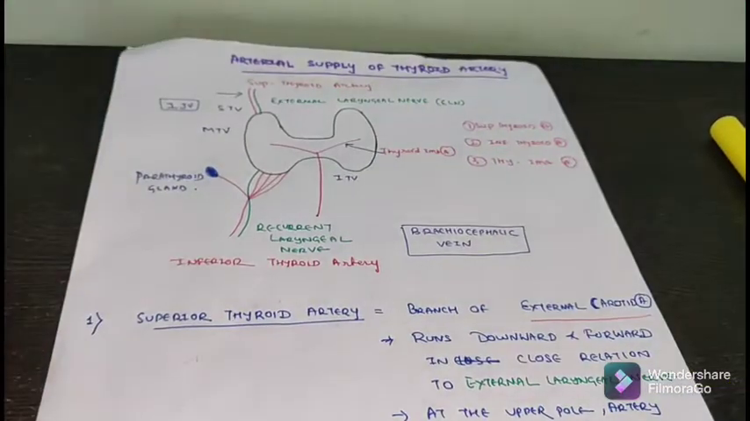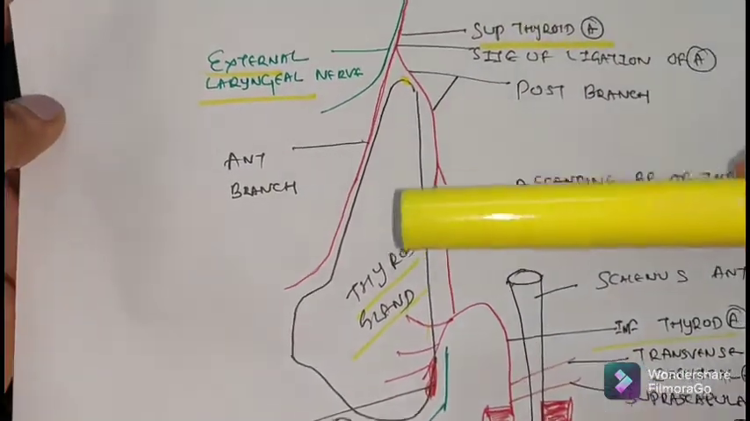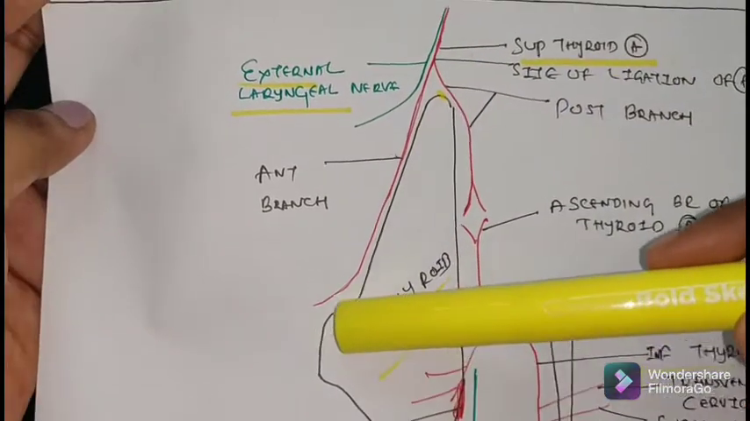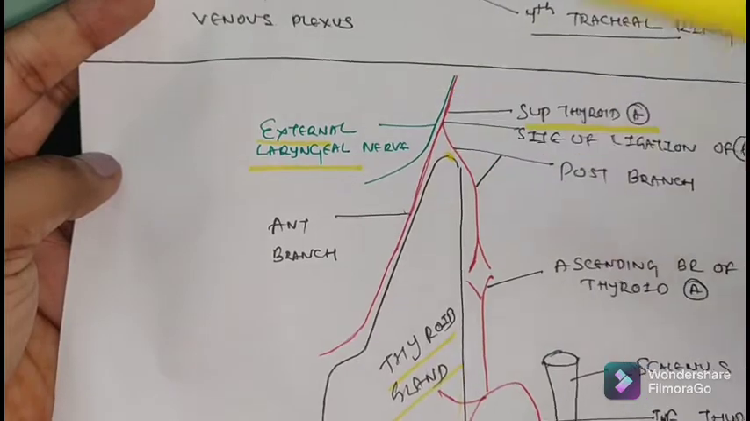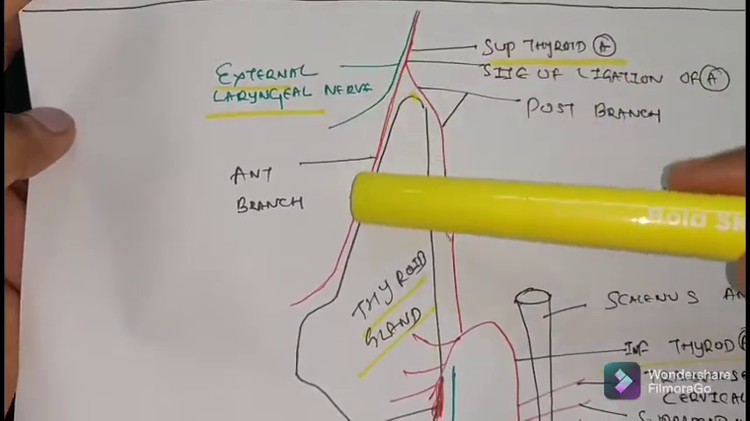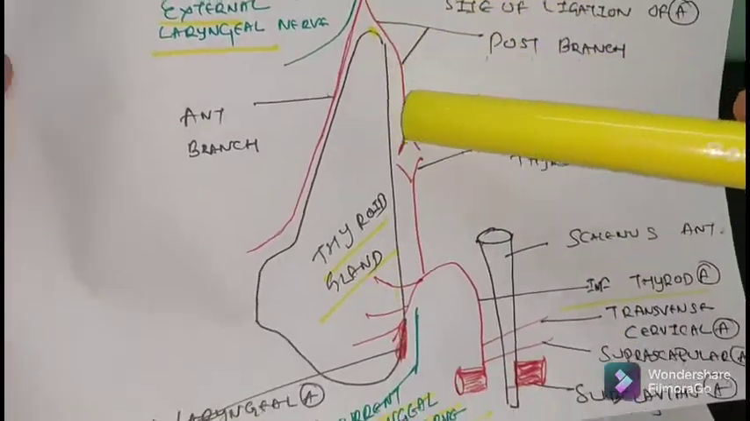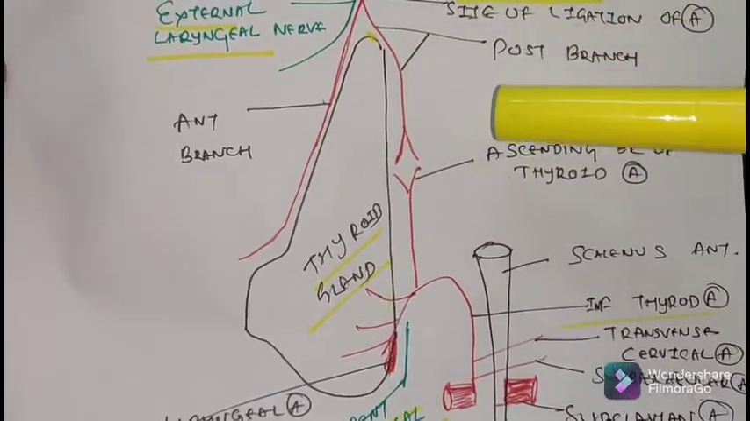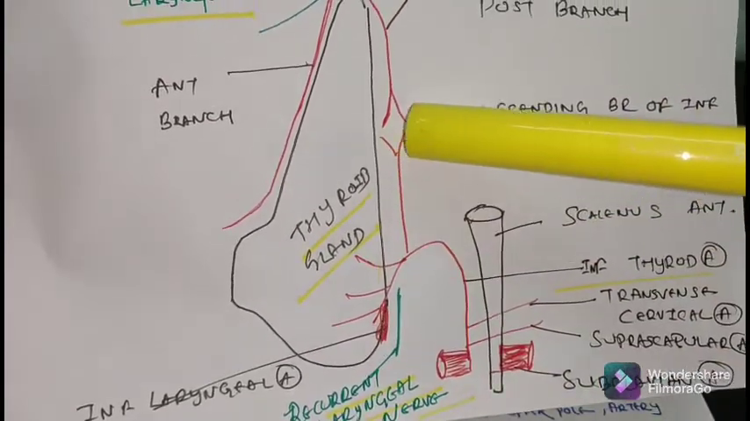Here you can see, friends, in my last video I made a diagram explaining this. You can see this is the thyroid gland, this is the isthmus region. This is the superior thyroid artery, which is dividing further back. This is the anterior branch and this is the posterior branch. And this one is continuing with the ascending branch, which comes from the inferior thyroid artery.